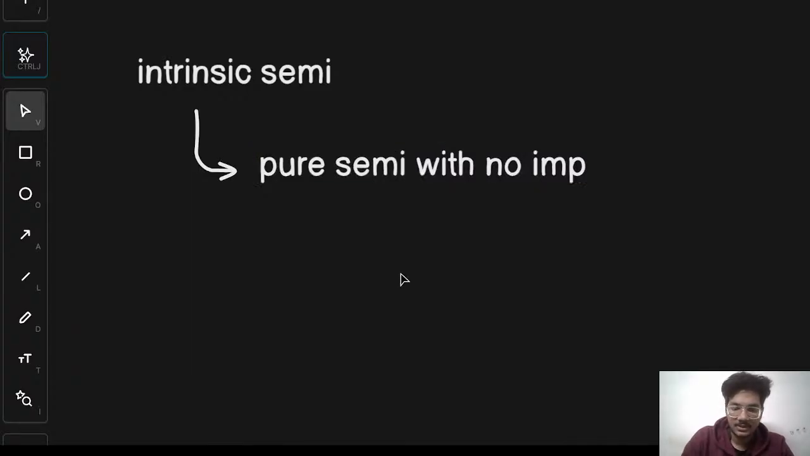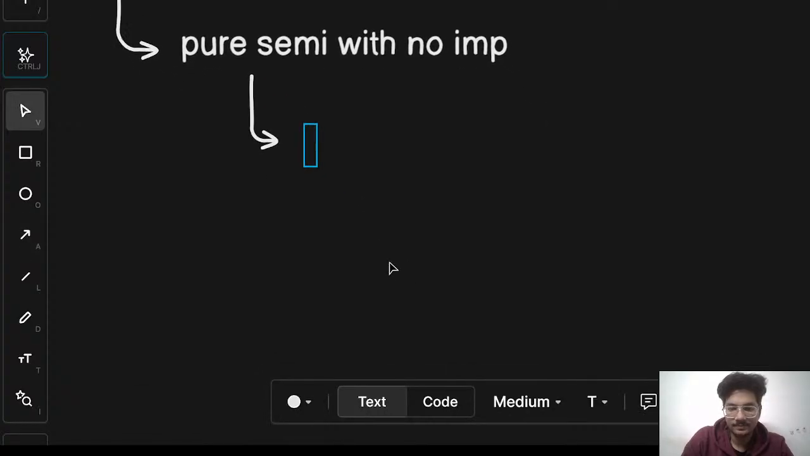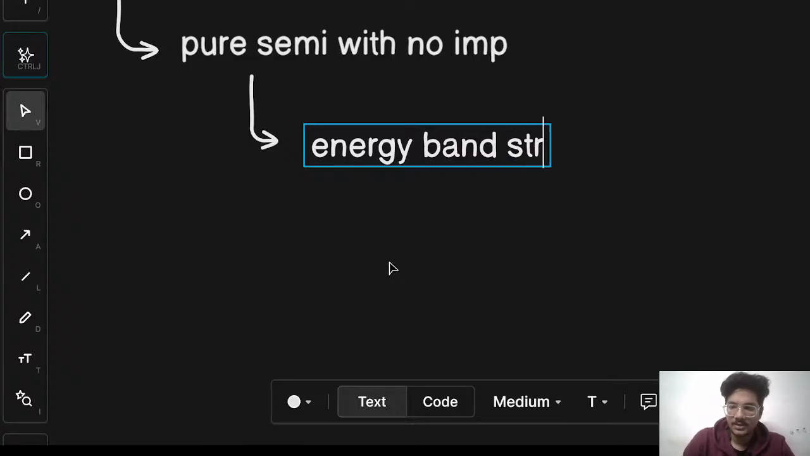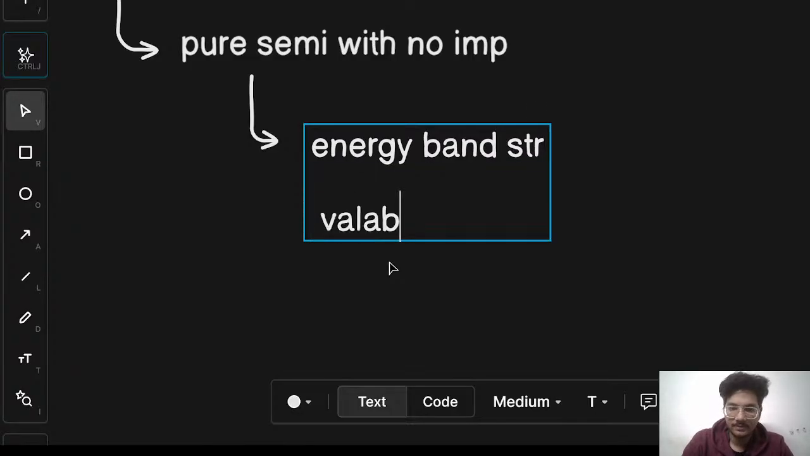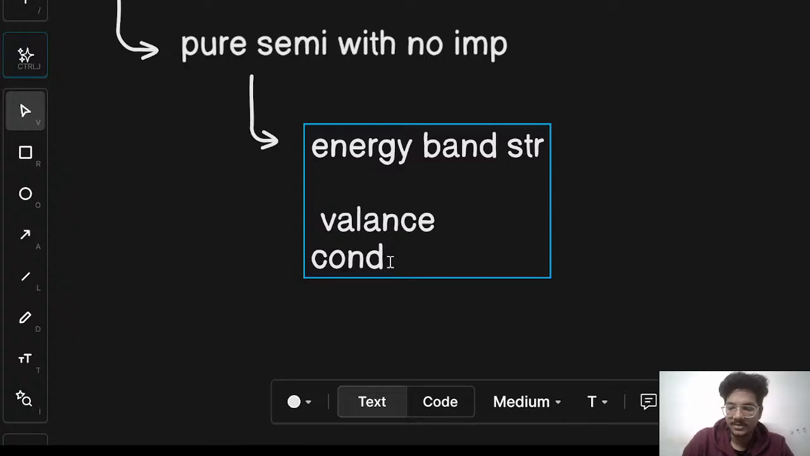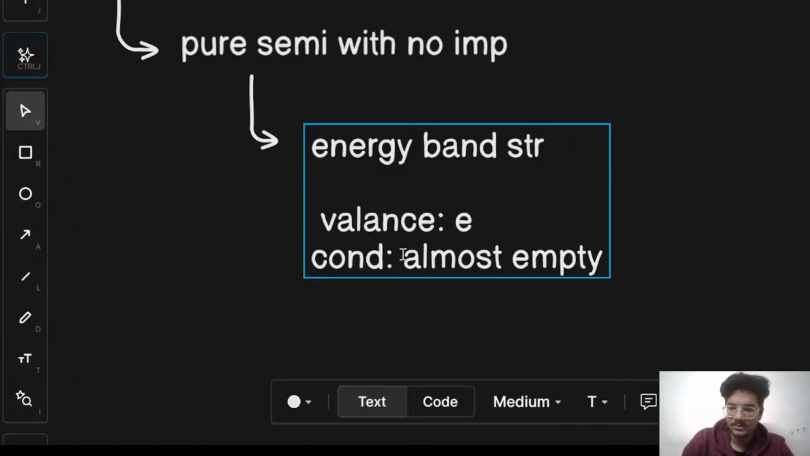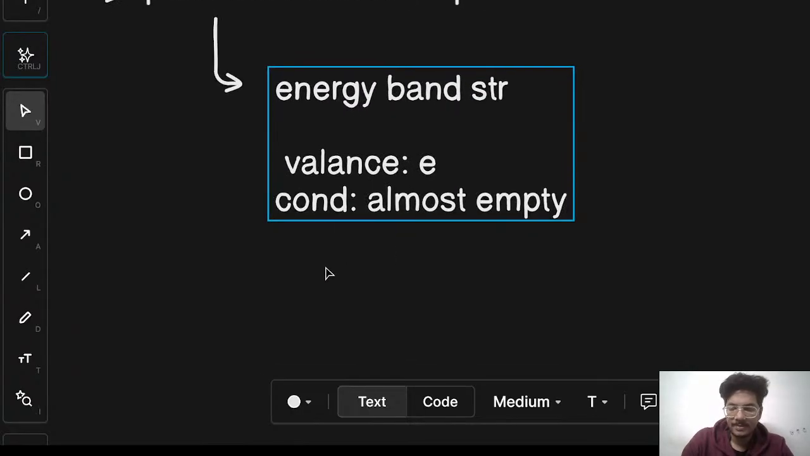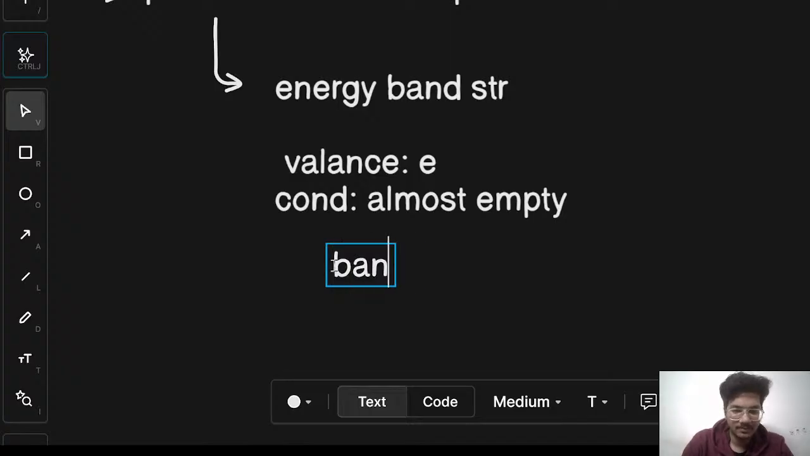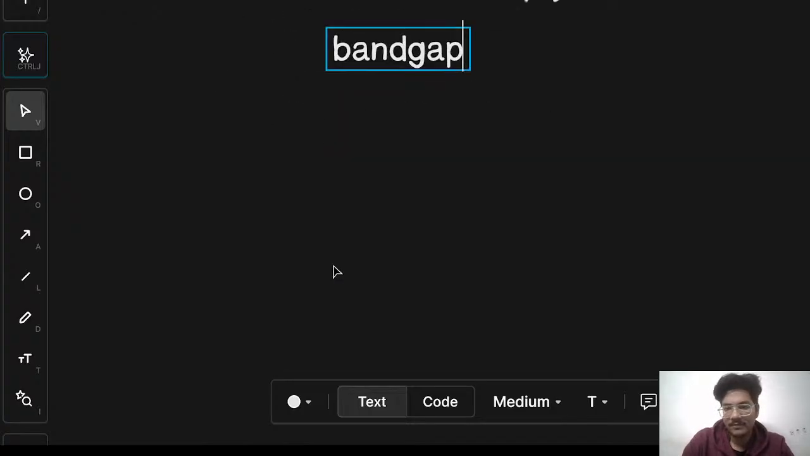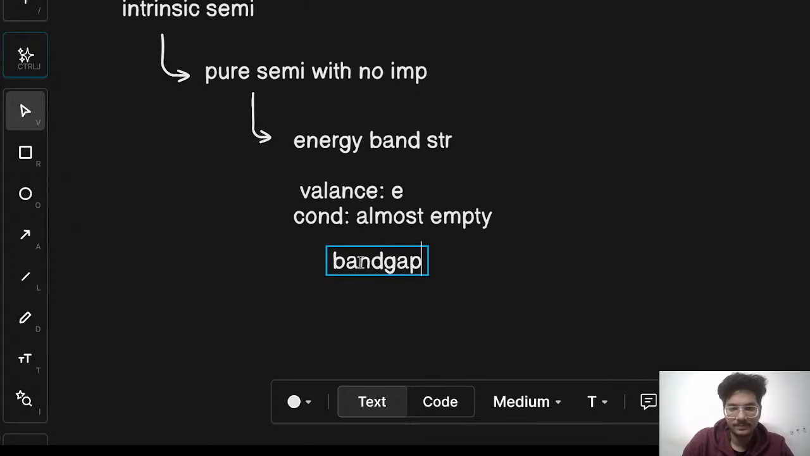In it, the energy band structure consists of the valence band and the conduction band. The valence band is filled with electrons, and the conduction band is almost empty. These regions are separated by the band gap.